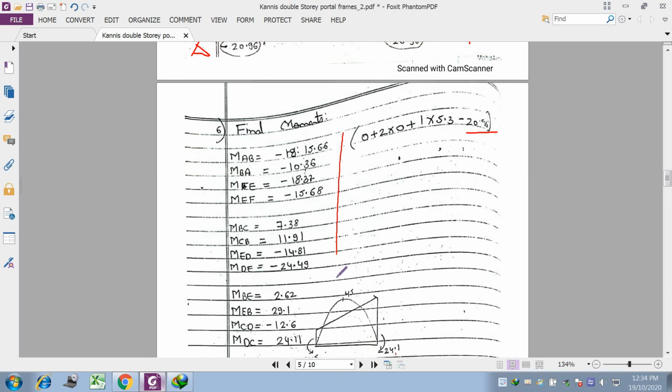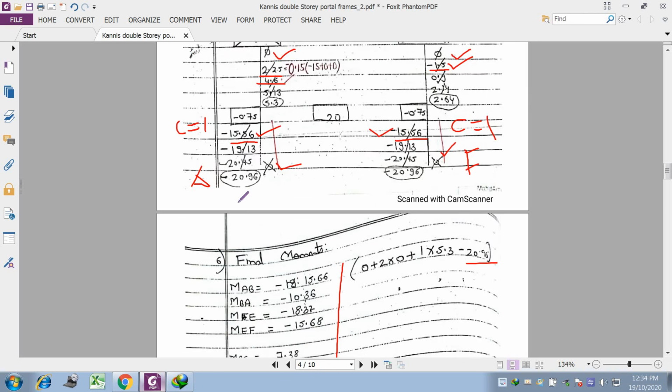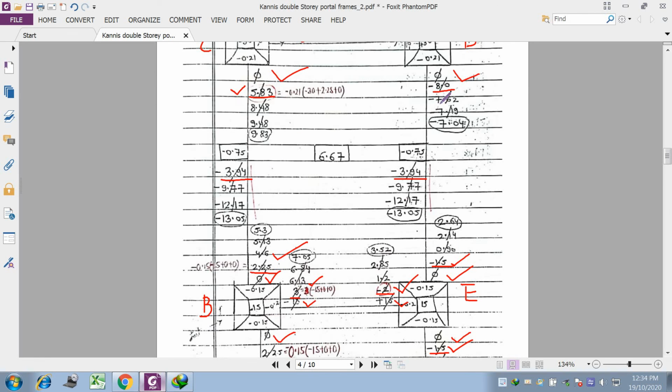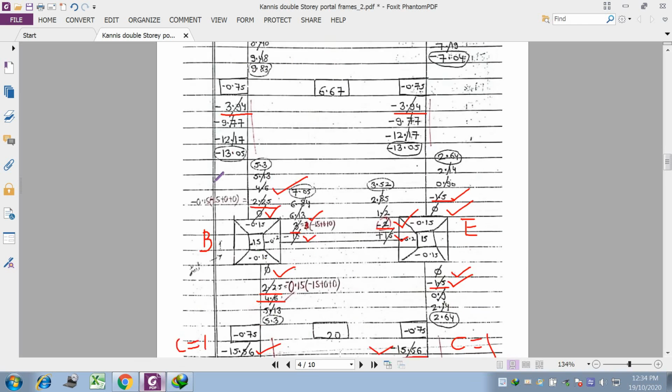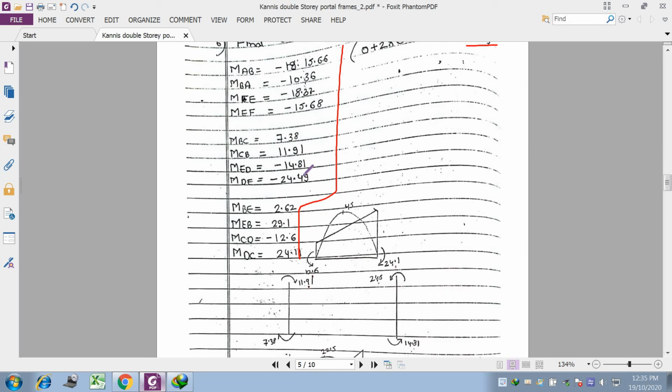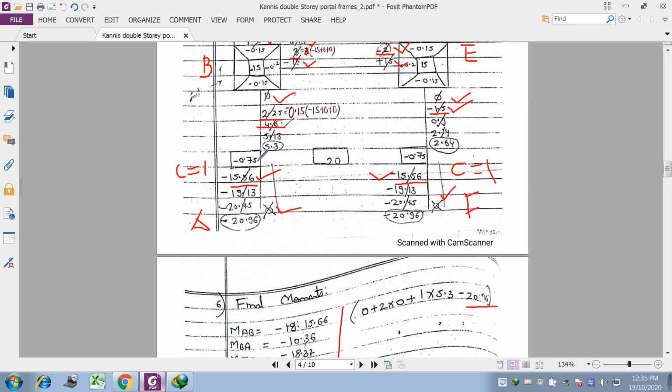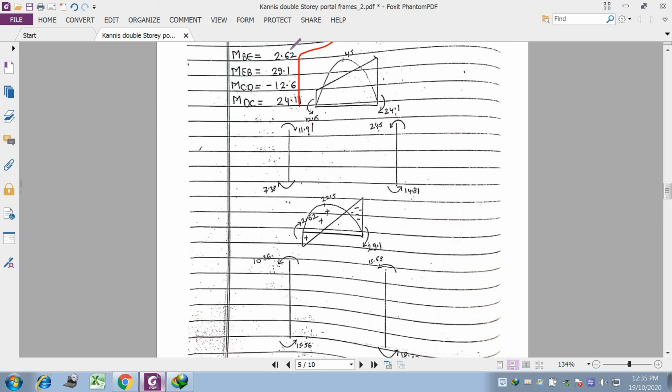In this way we can calculate all these moments, and you have to check that at each joint, that is joint B, joint E, joint D, joint C and D, the summation of moments must be equal to 0. If it is not 0, then it means you have committed some mistake in your last steps. According to the moments you can go for your bending moment diagram. So this is the one type that we have discussed today. We will see more numericals on this double story portal frame.